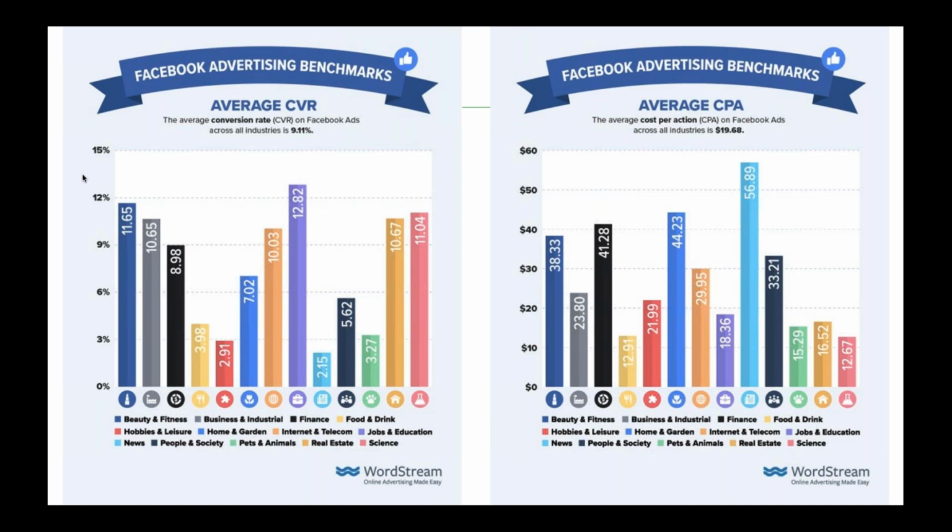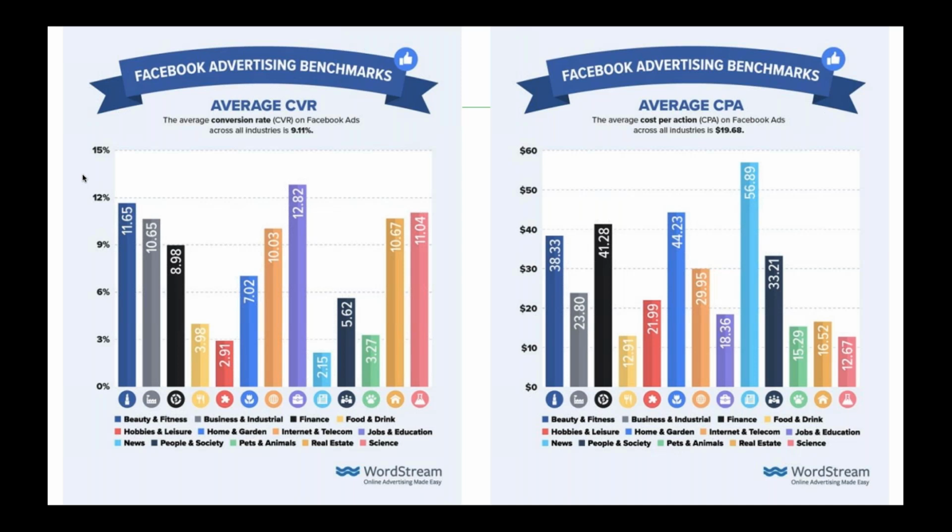And then I know the one that's the biggest for everyone, the cost per action. So the average CPA for Facebook is at $19.68. And there is a reason why small and medium-sized businesses are turning to Facebook, because they work.